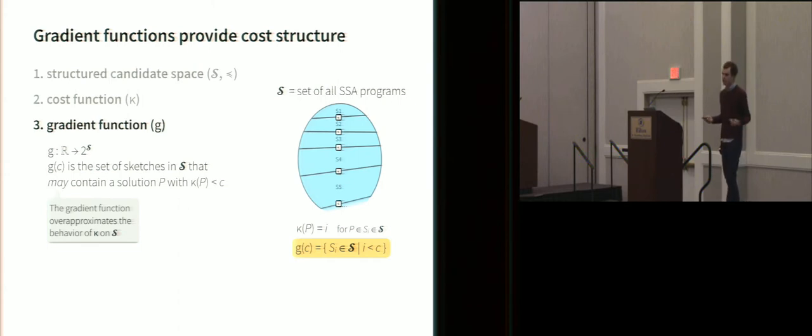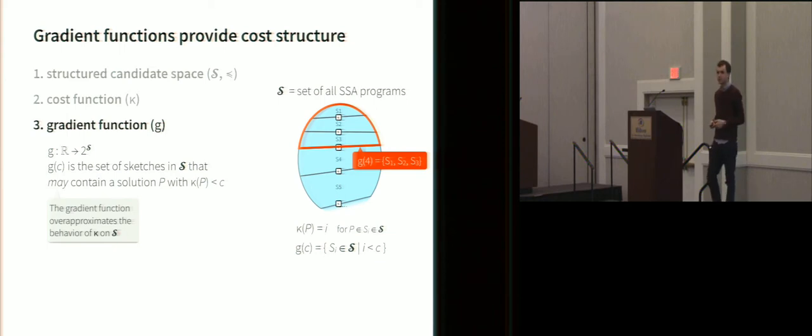Or to make that concrete, if we take as input the cost 4, we get back the sketches S1, S2, and S3. These are the only sketches in this space that could possibly contain cheaper solutions. We haven't said whether they do or not, but they're the only ones that possibly could.